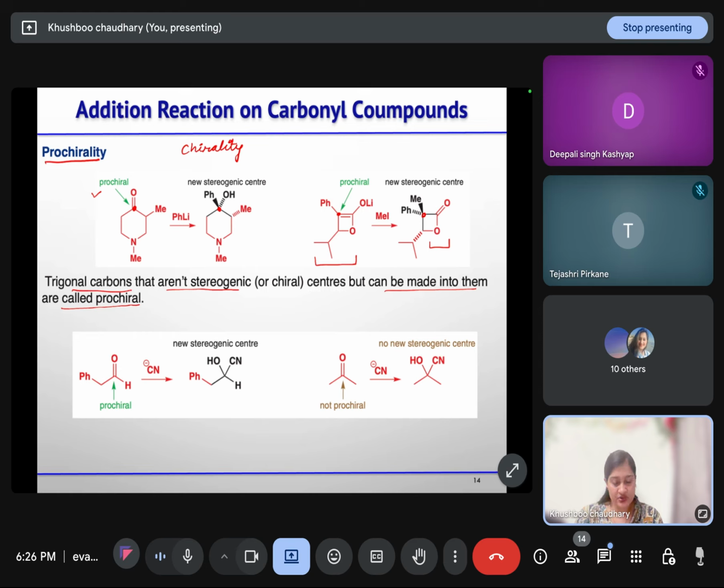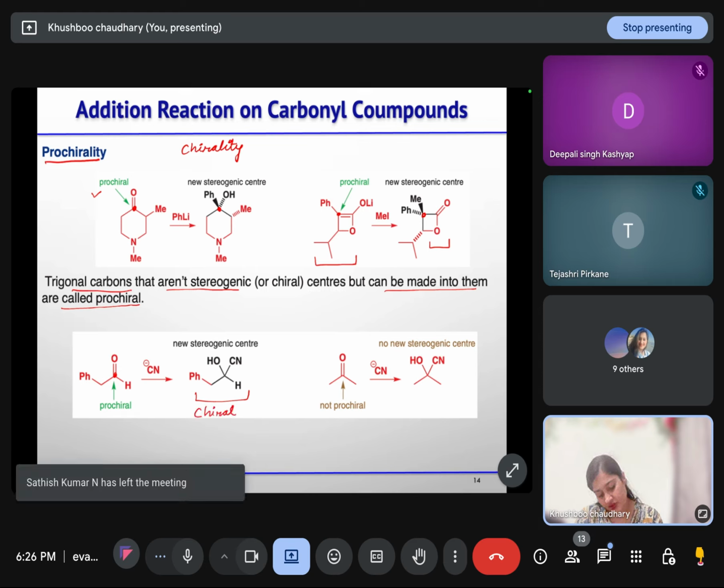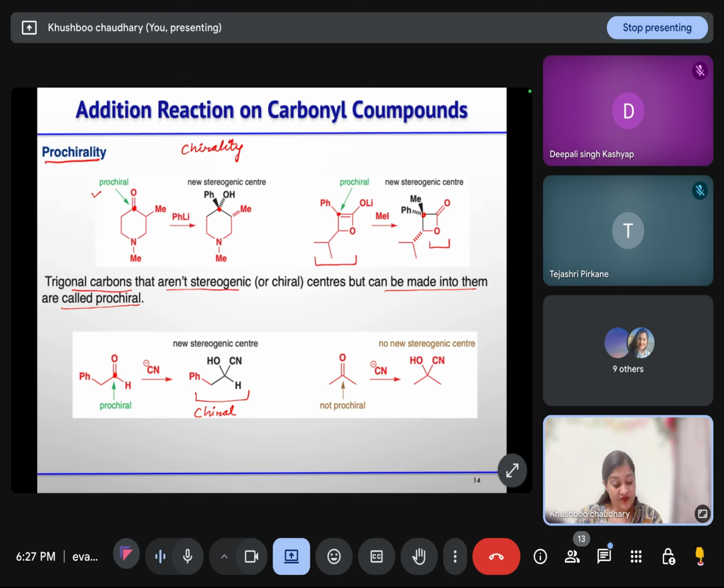The first example that we saw is the formation of cyanohydrin. In this case, your trigonal carbon is not chiral, but after the attack of cyanide, the cyanohydrin that is forming is chiral in nature. So this center we will call a prochiral center. But in case of acetone, because these two groups are the same, after attack of cyanide also we will not get any stereogenic center. So this carbon we can't say is prochiral. Difference you get? Any doubt in this?